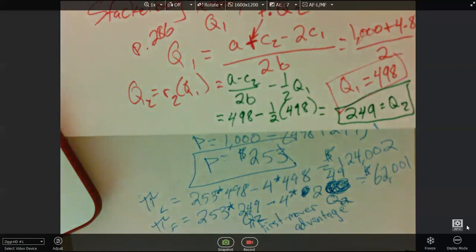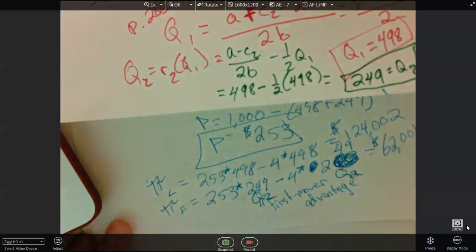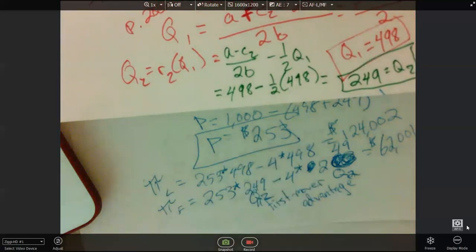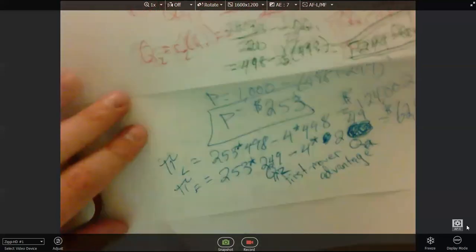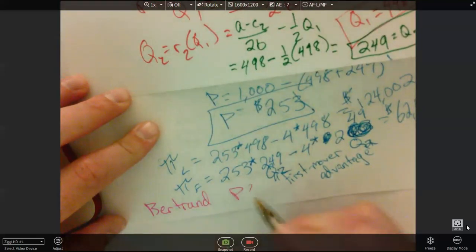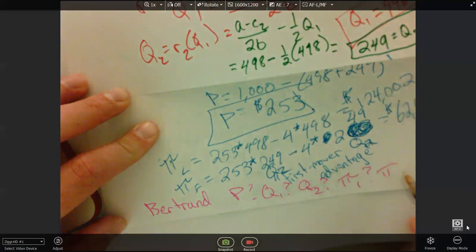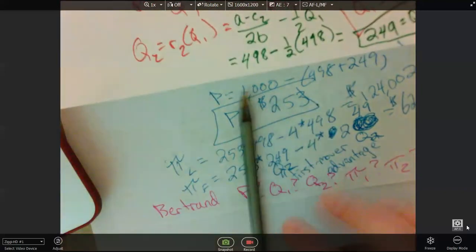But then what I want you to do for class on Monday is find the Bertrand price, quantity, and profit, okay? So we'll start with that first thing on Monday: the Bertrand price, quantity 1, quantity 2, and then each profit. Profit 1, profit 2. Awesome. There you go. Thanks.